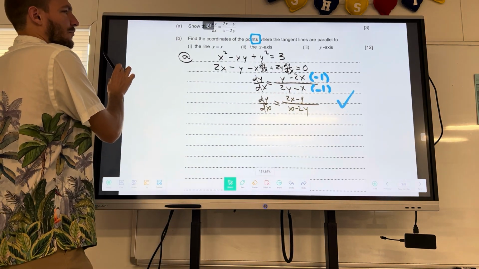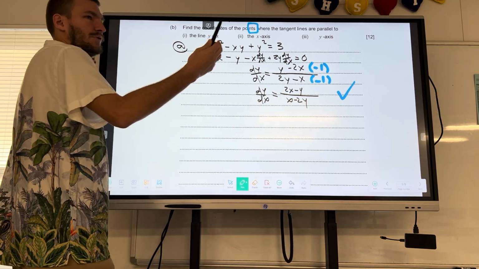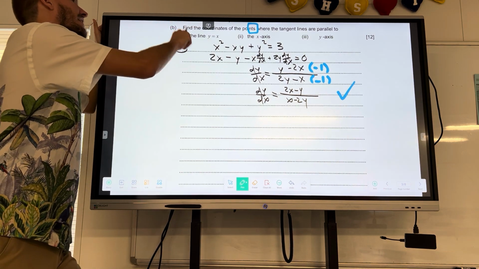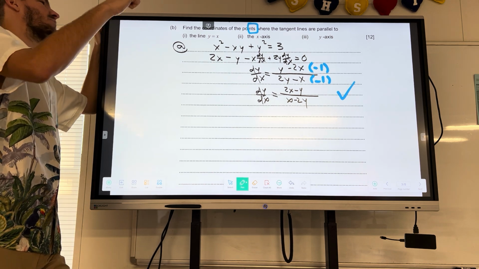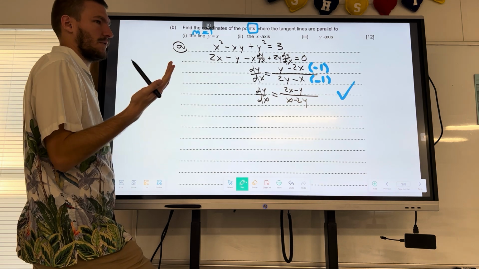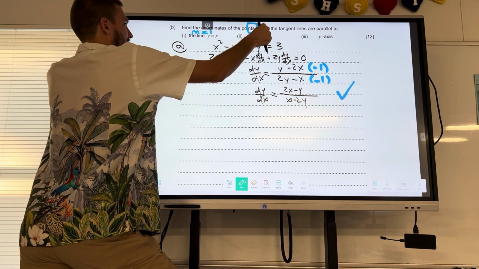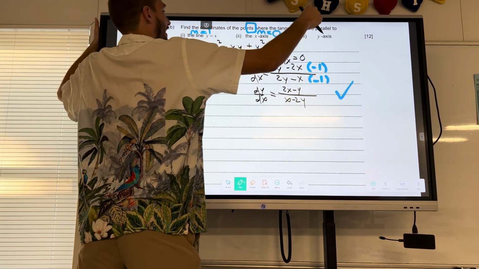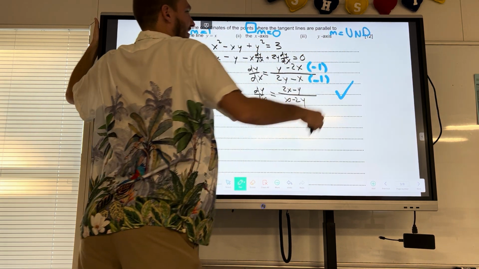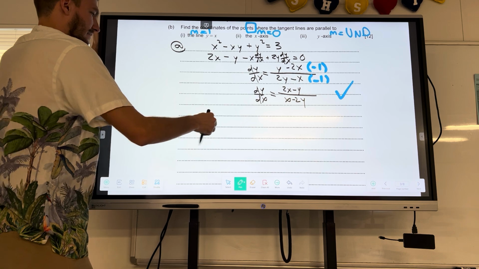So we're going to be setting our derivative, which is a mess, but we've sorted it out, equal to whatever it needs to be equal to. If we want our tangent line to be parallel to the line y equals x, this would be m equals 1, because y equals x has a slope of 1. The x-axis, what's the slope of the x-axis? 0. And the y-axis is undefined.